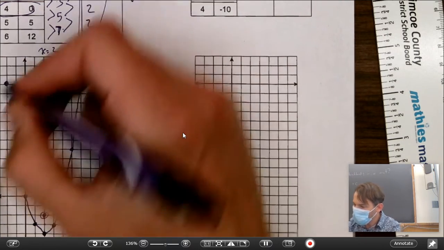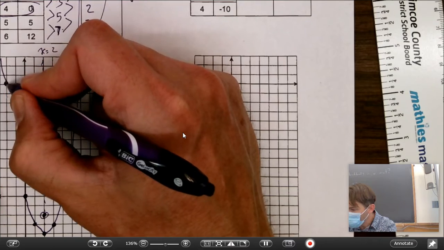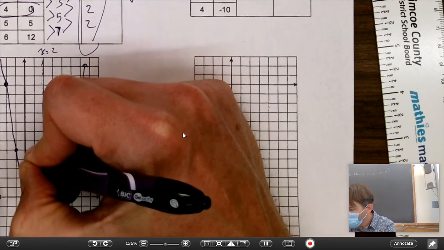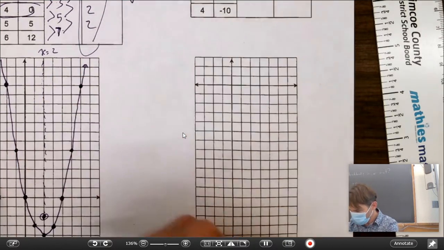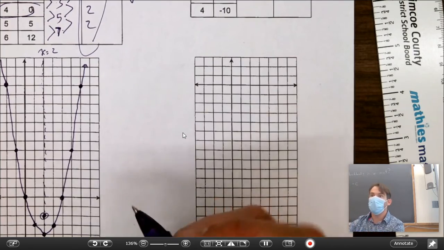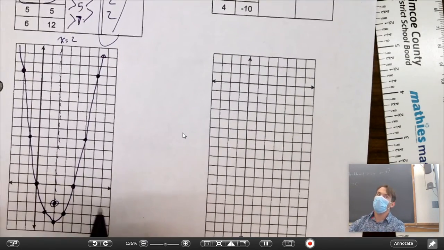Take pride in your parabolas that you draw. Make them pretty, or handsome. Your parabolas can look however they want to look.